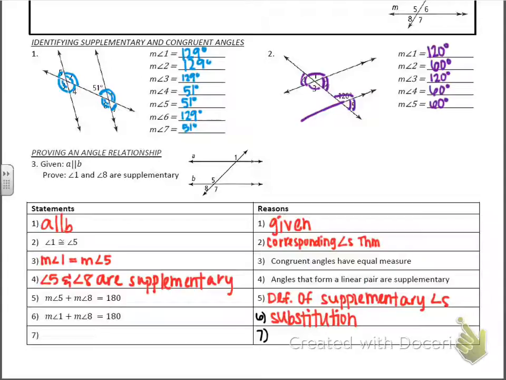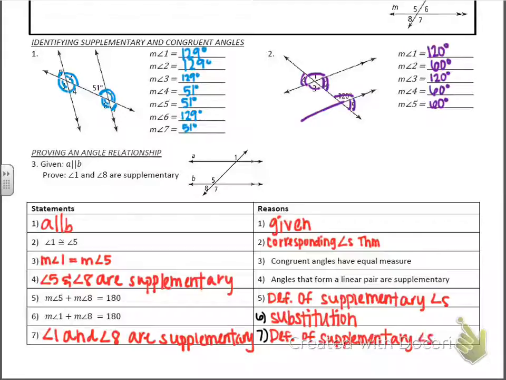Okay, so then if the measure of angle 1 plus the measure of angle 8 equals 180, what did we just show? Angle 1 and angle 8 are supplementary. And what reason can we give for that? Same as 5, definition of supplementary. Yep, because that's what you're proving. I didn't say same side. I said alternate exterior. You can't use same side exterior because that's what we just proved. So now we just proved that same side exterior angles are supplementary.